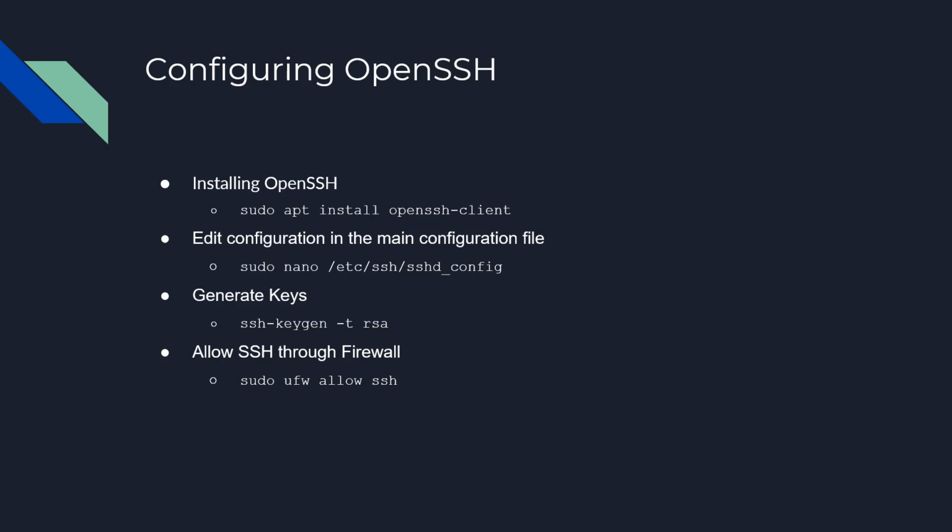Here are some steps when configuring OpenSSH properly on the server. First, you'll need to install OpenSSH from the internet. Next, it's important to configure its main settings through the main SSH configuration file. Then you'll need to generate keys for user authentication through the keygen command. Lastly, use the allow command to enable SSH through the network firewall.